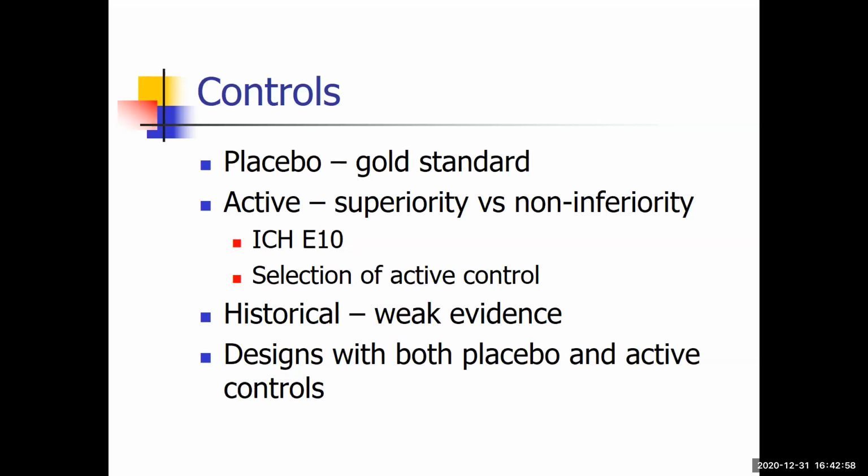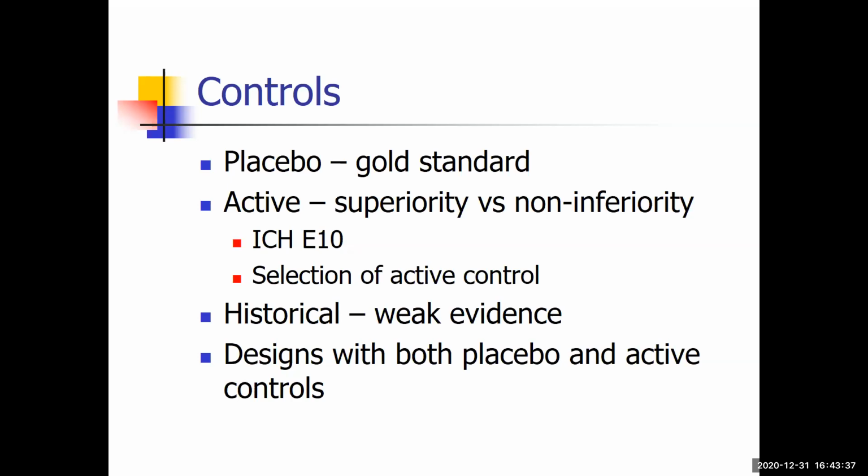Basically, there are 3 types of controls: placebo control, active control, and historical control. Placebo control is the gold standard. If you can differentiate the 2 distributions, test drug versus placebo, if you can separate these 2 distributions, you're able to achieve the objective of demonstrating that the test drug is different from placebo, with the probability of a false positive controlled under alpha. You can do that.